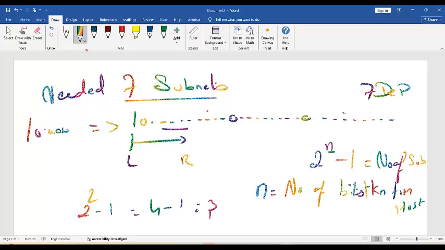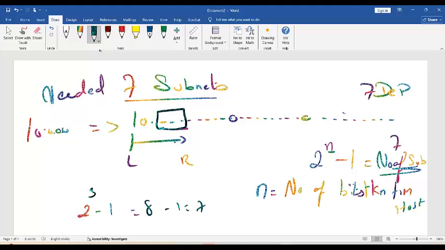So to know how many bits I need to take from the host bits, this is the formula I said. 2 to the power of 2 minus 1 is 4 minus 1, 3. That is not enough. I should get 7 here as an answer. So how many bits should I take from the host bits? 3, sir. Correct. 3 will do. So 2 to the power of 3 minus 1 is 8 minus 1 is 7. So these are the 3 bits that we are going to borrow for networking.